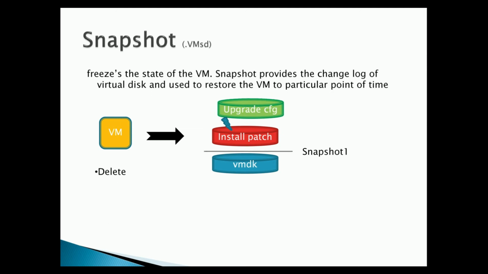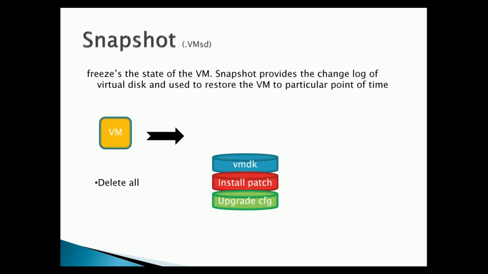Coming to our next option, delete. What happens if you delete a snapshot? If we delete a snapshot, the snapshot gets consolidated with the bottom disk. That means if you have two snapshots, like here I deleted a snapshot, snapshot 2 got deleted and the disk came and consolidated with the installation patches. What happens if I delete all? Same thing. If I have two snapshots and I select the option to delete all, all the snapshots will get consolidated and the changes will be added to the VMDK file. So this is about snapshots.